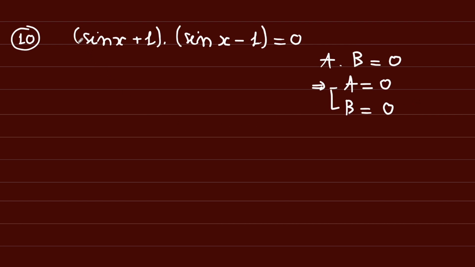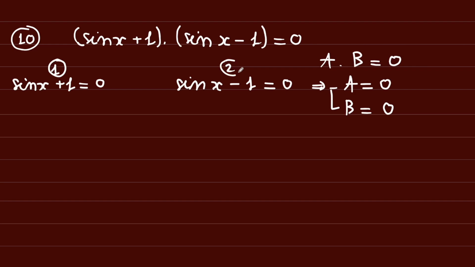Yeah, and for this question you got two brackets multiplied together equal to 0. That has to be corresponding to two cases. The first case is sine x plus 1 equal to 0, and the second one sine x minus 1 equal to 0. I call the first equation 1 and the second equation 2. And now time for learning how to solve equation 1.